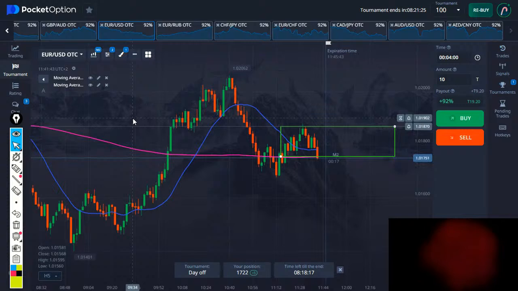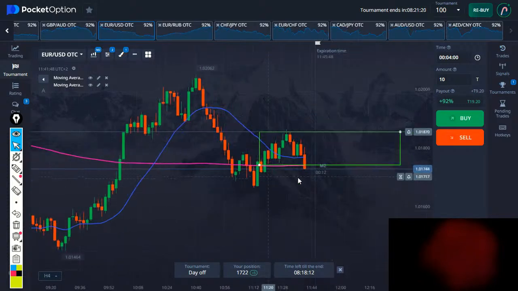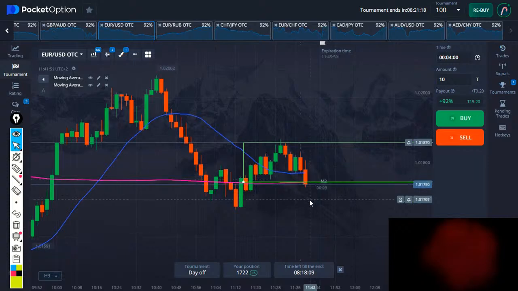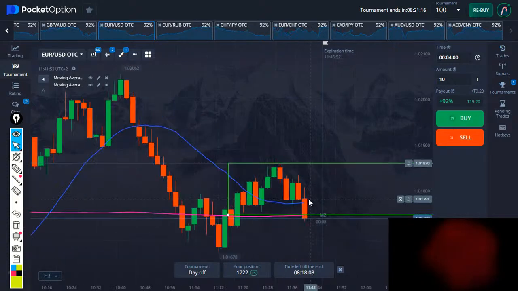I might take a sell on this. I might take a sell since it's breaking from the downside and breaking below the 200 EMA. However, I need a stronger push. This isn't enough for me to go for it.